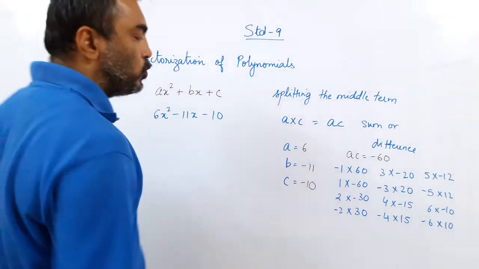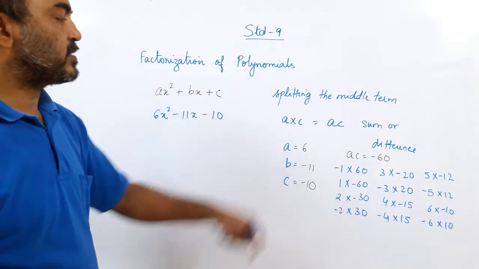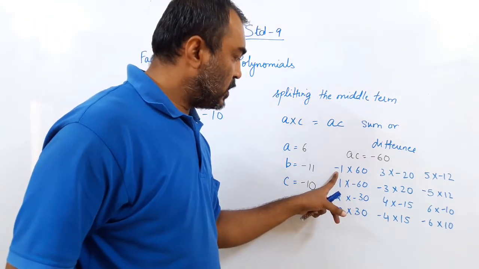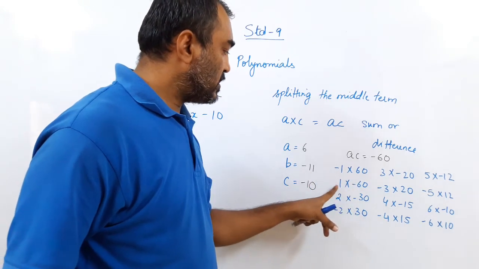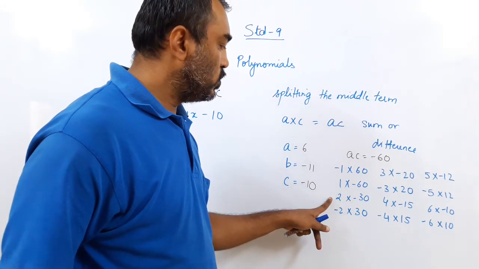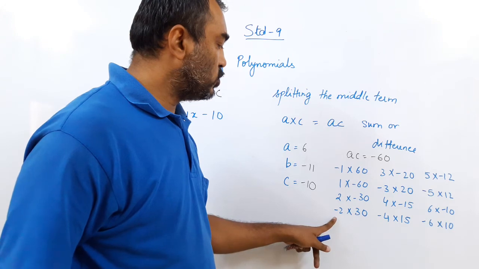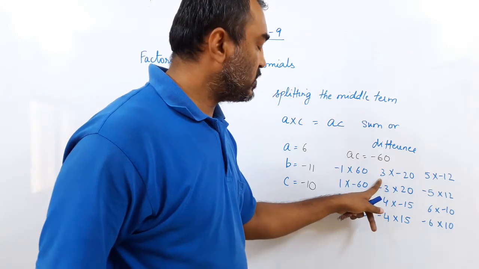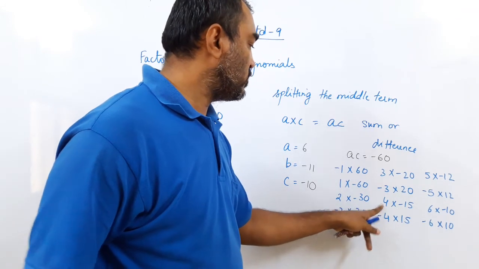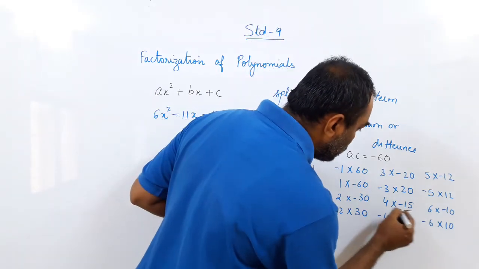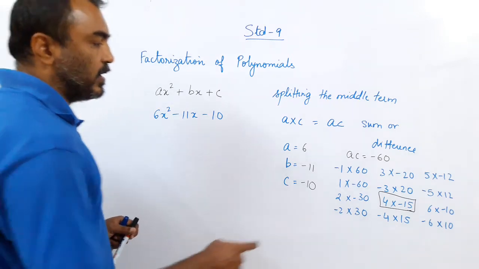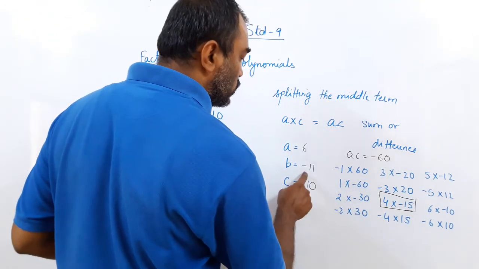Now from this, I have to pick up the one whose sum will give me minus 11. Sum. So, 60 minus 1 gives 59. No. Minus 60 plus 1 gives us minus 59. No. Minus 30 plus 2 is minus 28. 30 minus 2 is 28. Minus 20 plus 3 is minus 17. 20 minus 3 is 17. Minus 15 plus 4 is minus 11. So these are the two factors I need. This is when I split it up. Check it again. Minus 15 plus 4 gives me minus 11.